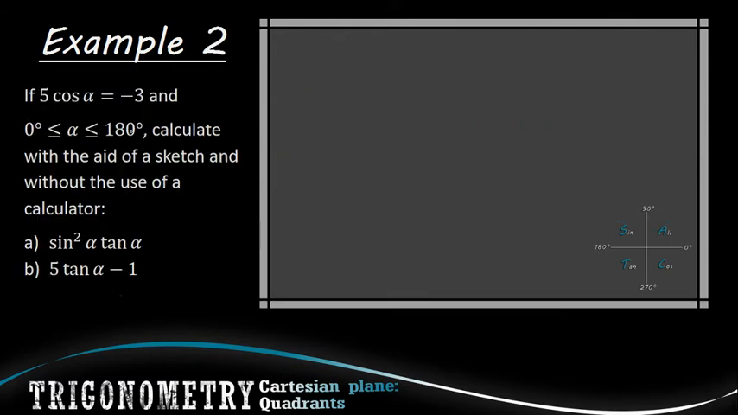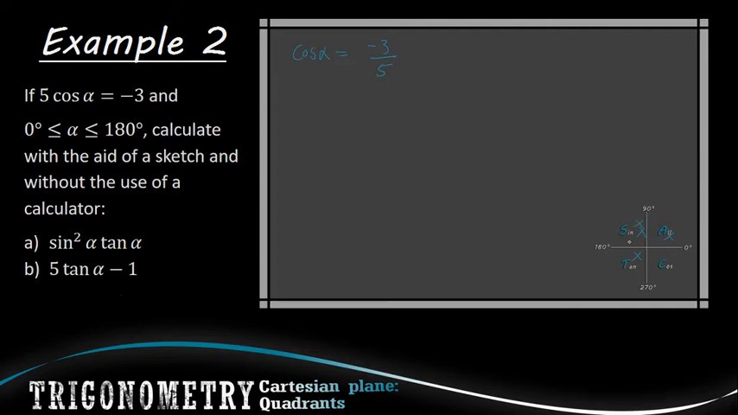Then for example 2, once again we're given our equation and our restriction. First of all, I'm going to solve for cos alpha. So cos alpha is equal to negative 3 over 5. Right, so just dividing both sides by 5, I get that. And over here I see that cos is a negative value. So cos is negative in this quadrant and this quadrant. And over here our restriction says from 0 to 180. So that means from here to here, making it these two quadrants.